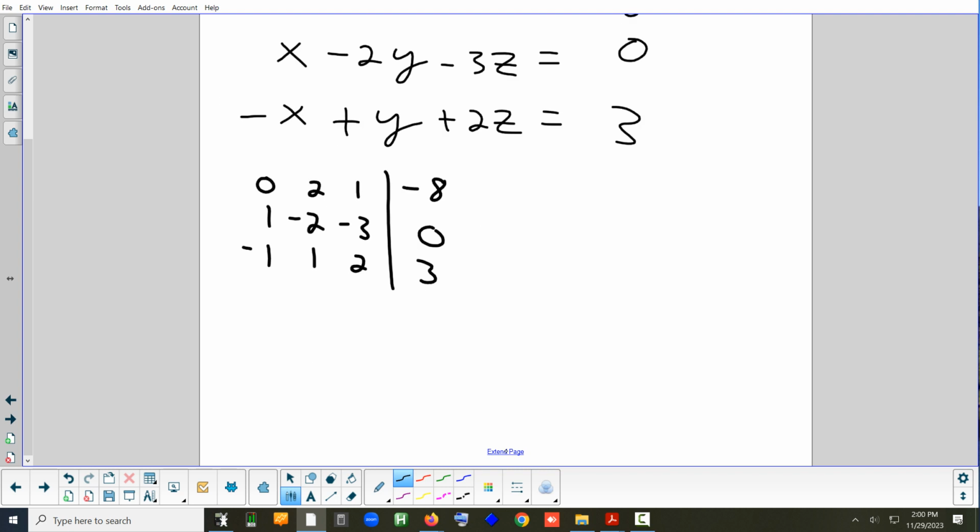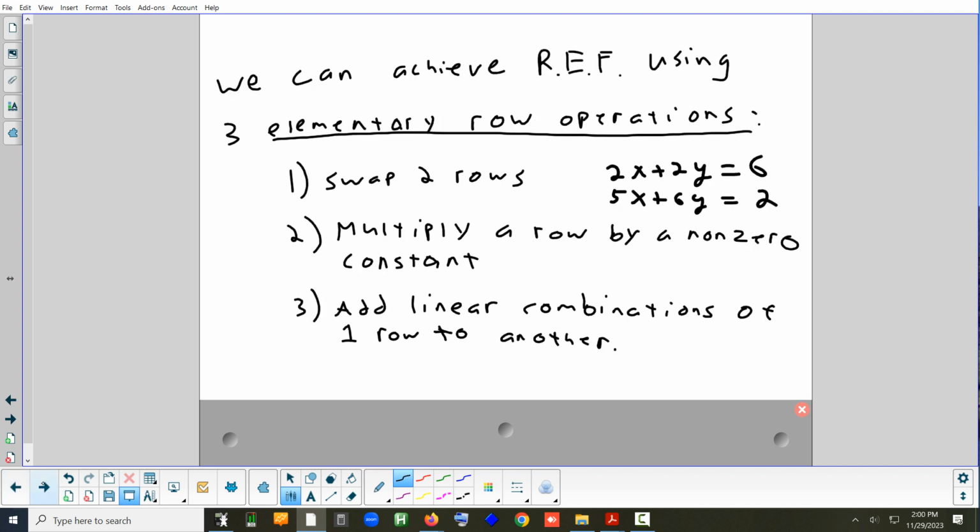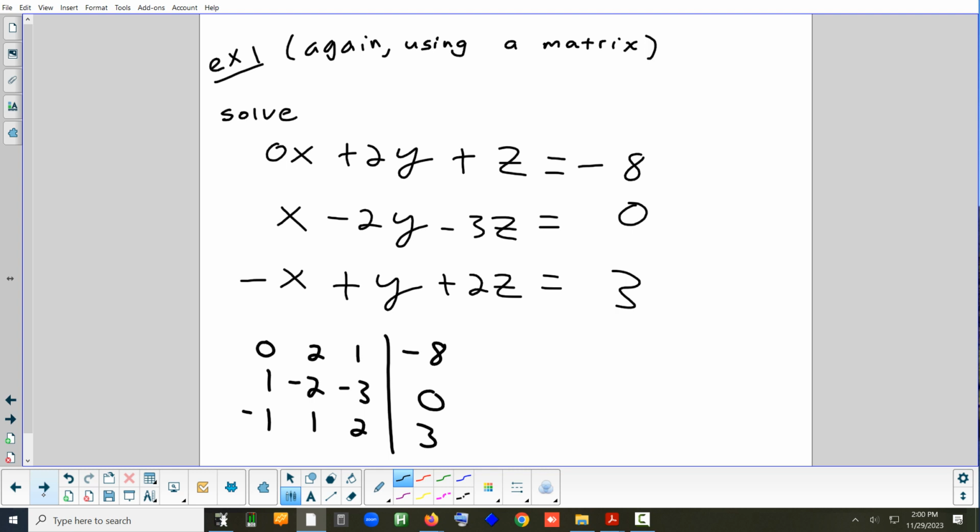This is the order you always have to go in. Okay. We want to get the ones on the main diagonal and zeros below. But there's a certain order you have to go in. If you don't go in this order, sometimes you end up going in a circle. Like you'll fix one thing to be a 0, and then when you try to get something else to be a 0, you mess up the one you just did. But if you follow the order I'm about to give you, you'll never have that problem.